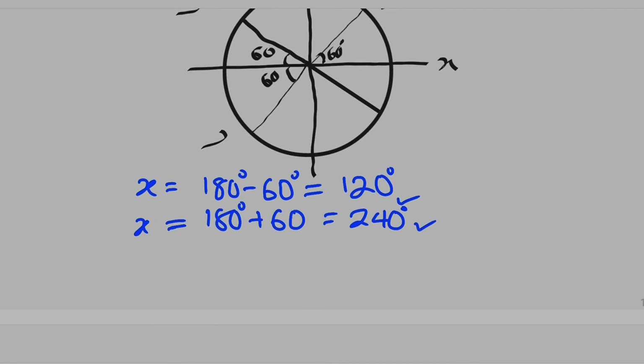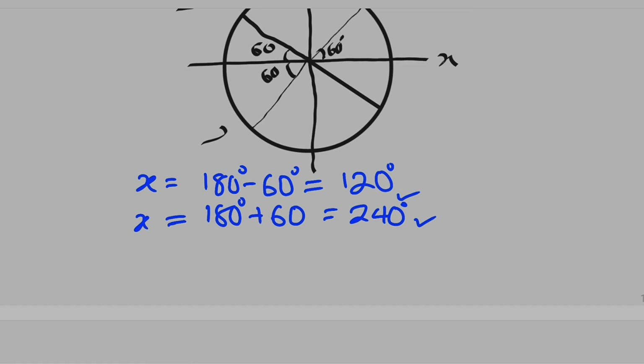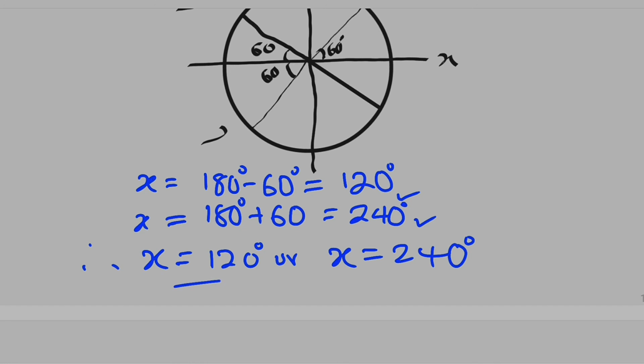Therefore, these two values can satisfy that original equation. X could either be 120 degrees or 240 degrees. And this is said to be our required solution.